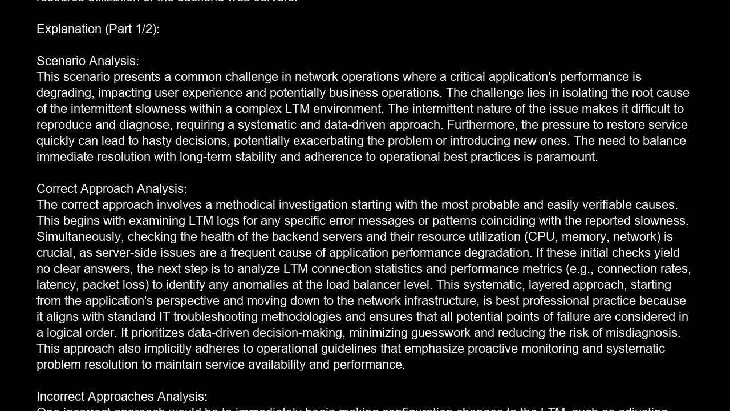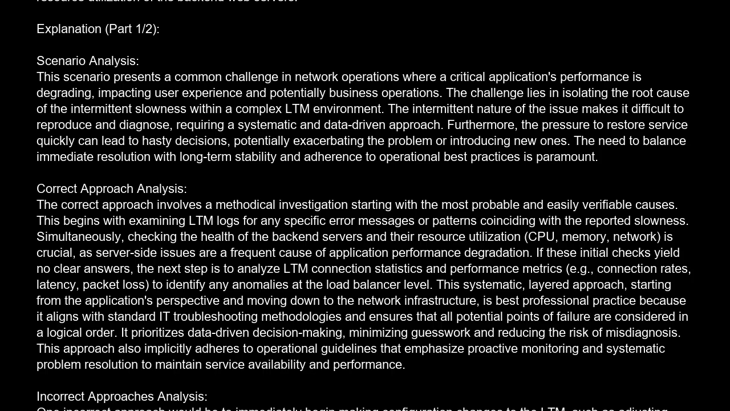This scenario presents a common challenge in network operations where a critical application's performance is degrading, impacting user experience and potentially business operations. The challenge lies in isolating the root cause of the intermittent slowness within a complex LTM environment. The intermittent nature of the issue makes it difficult to reproduce and diagnose, requiring a systematic and data-driven approach. Furthermore, the pressure to restore service quickly can lead to hasty decisions, potentially exacerbating the problem or introducing new ones. The need to balance immediate resolution with long-term stability and adherence to operational best practices is paramount.